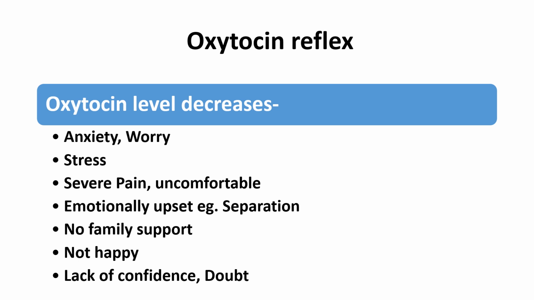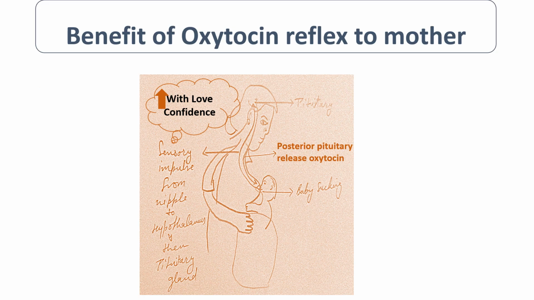So during the breastfeeding time, in the first 6 months after delivery, family members should take care that the mother is happy, relaxed and confident. What are the benefits of oxytocin to the mother?